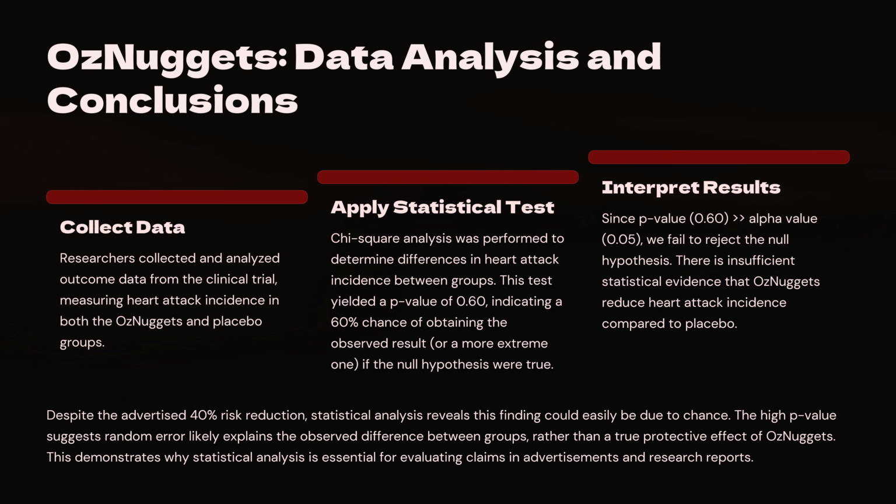This test yielded a p-value of 0.6, so what would that tell you? It indicates there's a 60% chance of attaining the observed result. Pretty high, right? And is it higher or lower than 0.05? So when we interpret the results, 0.6 is much higher than 0.05, although we don't really care about how much higher it is. It either is or isn't. It's a binary, yes or no. We failed to reject the null hypothesis. So remember, the null hypothesis here is that Oz nuggets and the placebo have no difference on heart attack rates. So despite the advertised 40% reduction, statistical analysis reveals the finding could easily be due to chance.